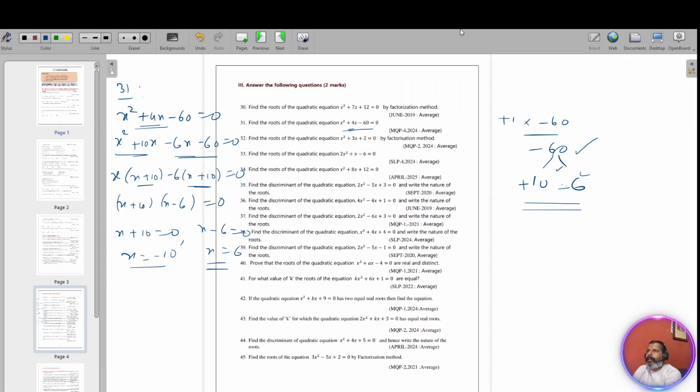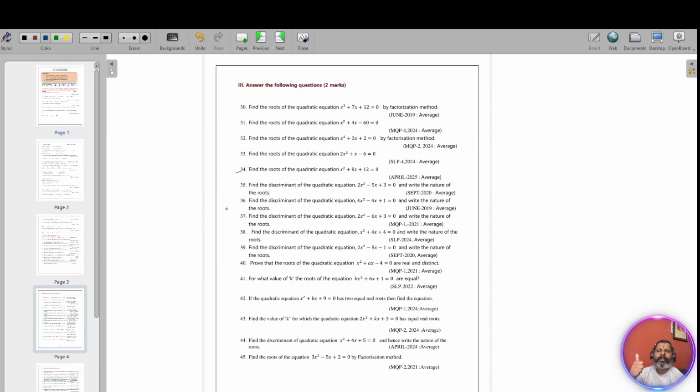Now we'll move on. Find the roots of the quadratic equation. This is same. Find the roots. This is same. Find the roots. This is same. Find the discriminant and write the nature of the roots. We have solved it many a times, so I hope you can solve these things. b square minus 4ac you find. If it is greater than 0, say roots are real and distinct. If it is equal to 0, say roots are real and equal. If it is less than 0, say roots are not real.